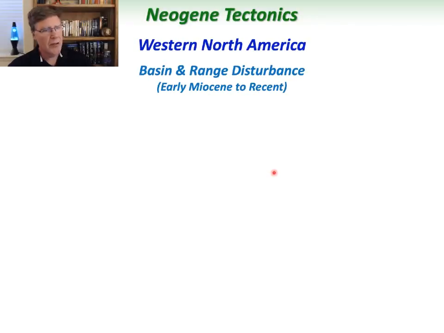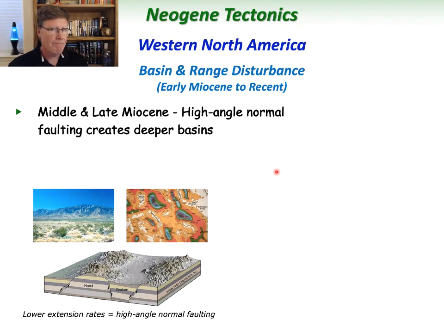So a little bit later in the basin and range disturbance, during the middle and late Miocene, extension rates would slow down. And so with the lower rates of extension, the faults would respond by becoming more high angle. So high angle normal faults were formed instead of these low angle detachment faults. And the effect of that is to create deeper fault basins. So this block diagram shows high angle normal faults on either side of this basin. It's a fault-bound basin.